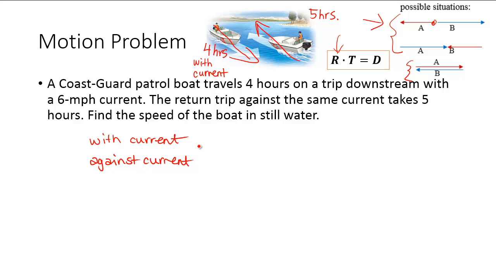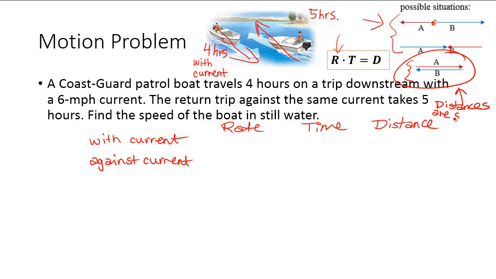One way you could organize your data would be to say, what's the rate, what's the time traveled, and what's the distance for each component? And then you can compare components. You can see that it's this case here where you go up and down. So we know that the distances are the same. That will help us make an equation between one component and the other. We'll know that they are equal.